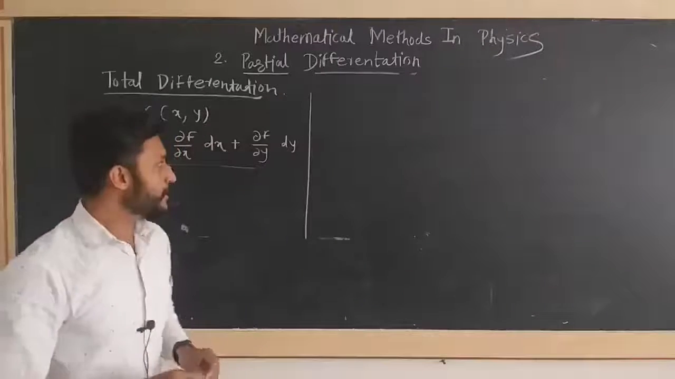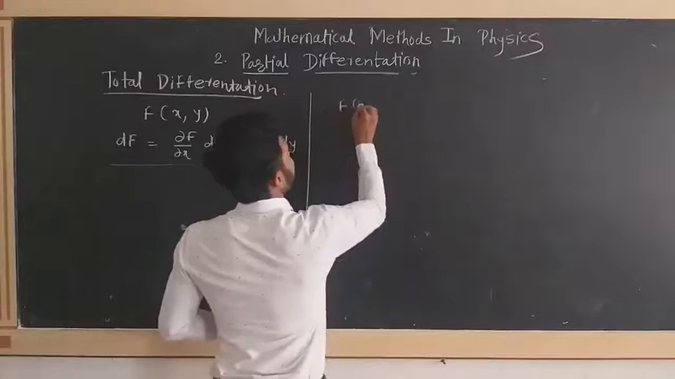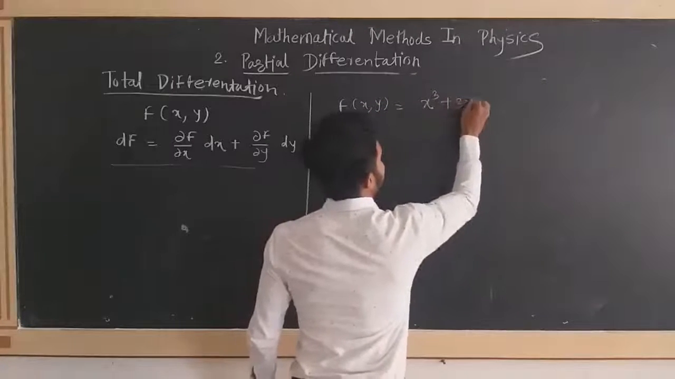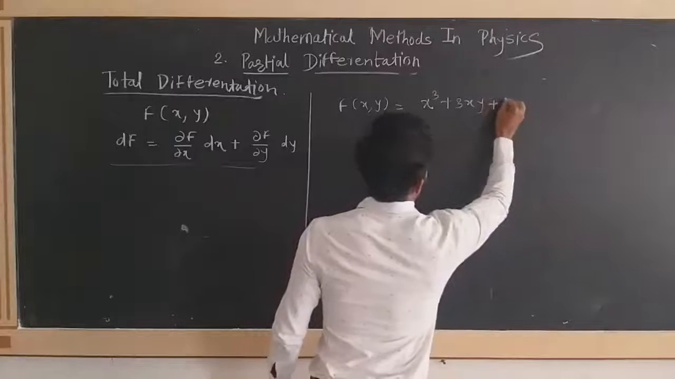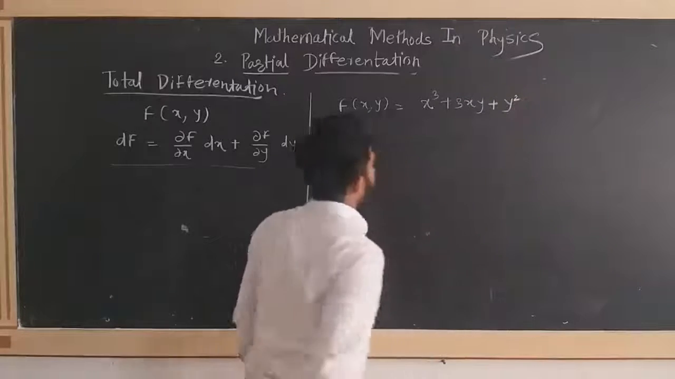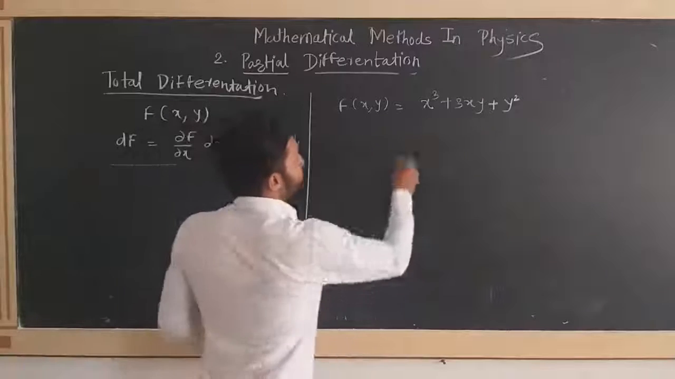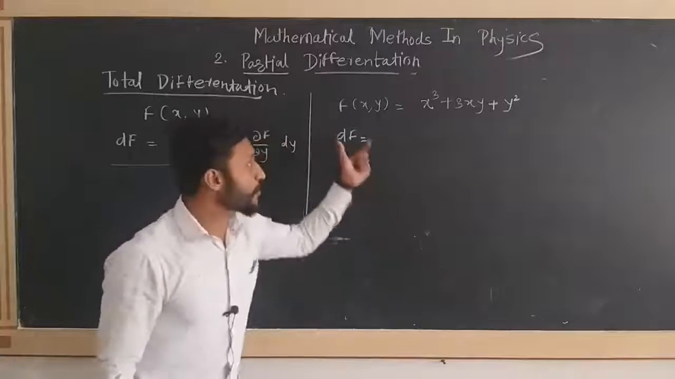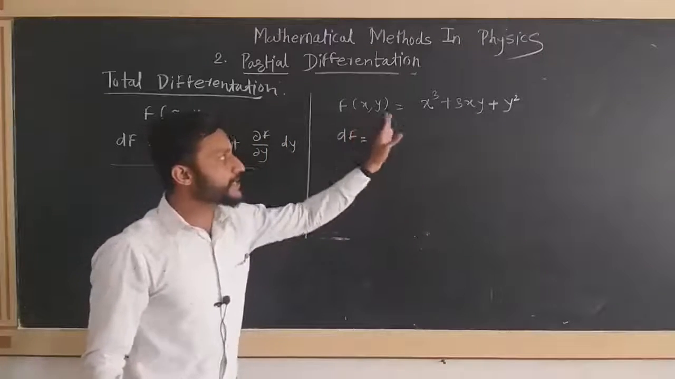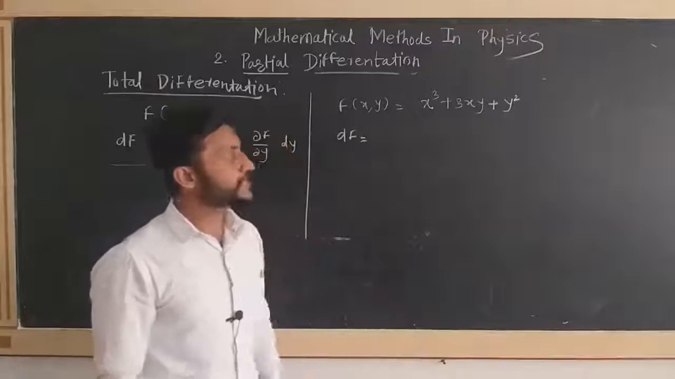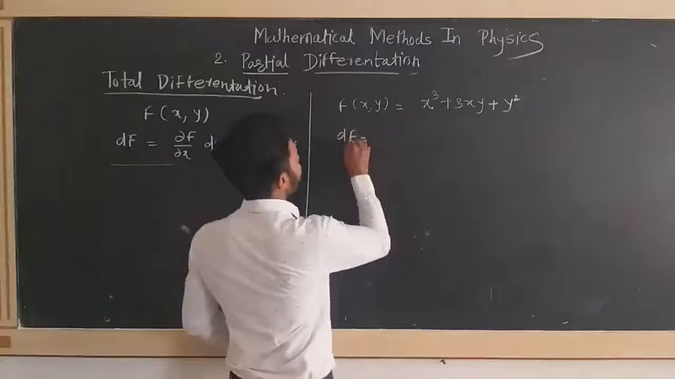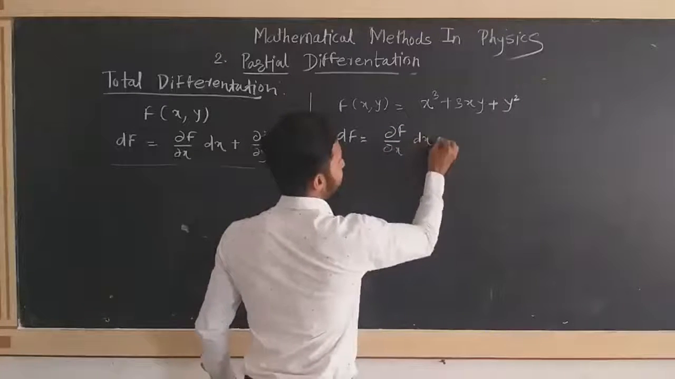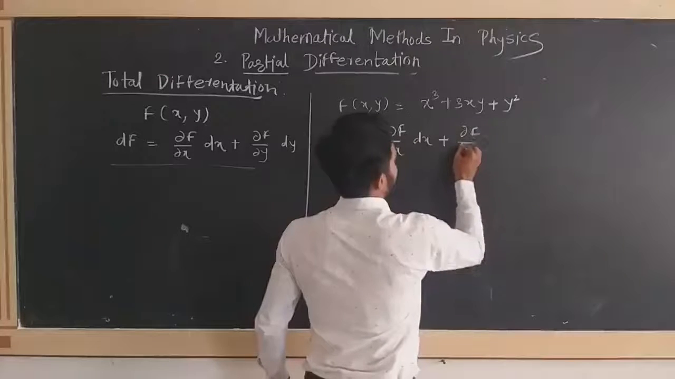So if you take an example, if f is a function of x and y, and which is given by x³ + 3xy + y², whatever it is. So total differentiation df, if you want to obtain the total differentiation of the given function which depends on x and y, and the function is given x³ + 3xy + y², so for total differentiation, we can write the formula ∂f/∂x dx + ∂f/∂y dy.